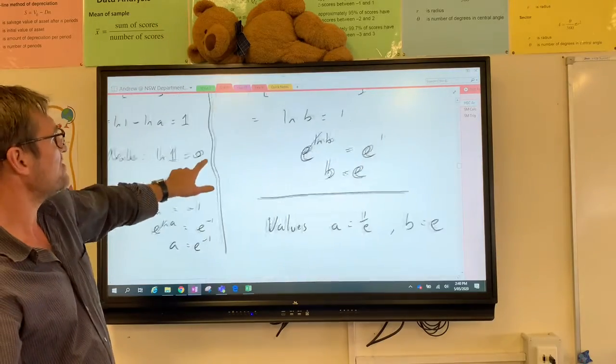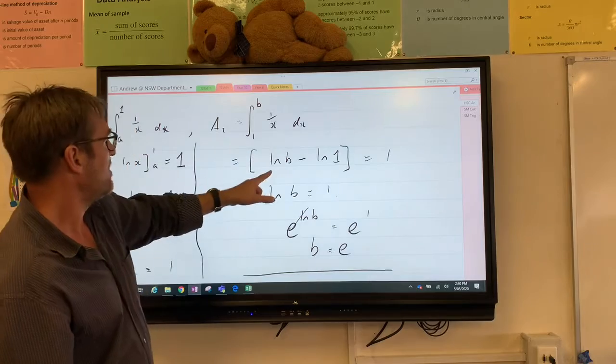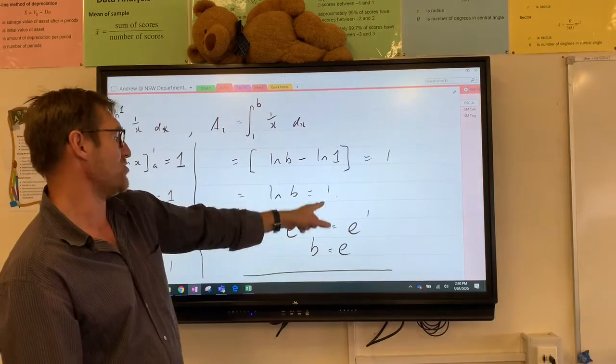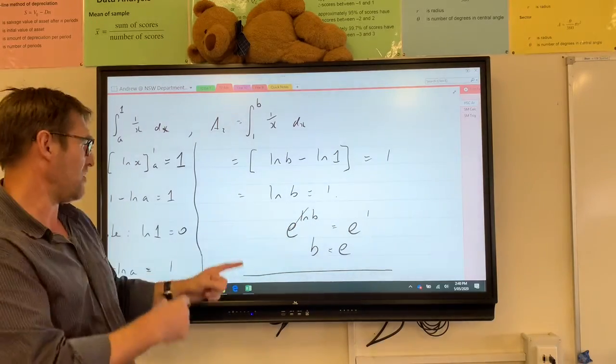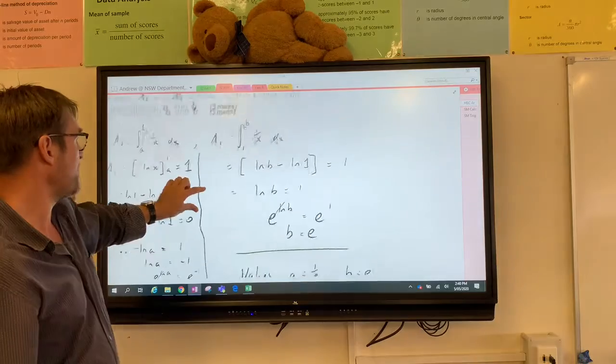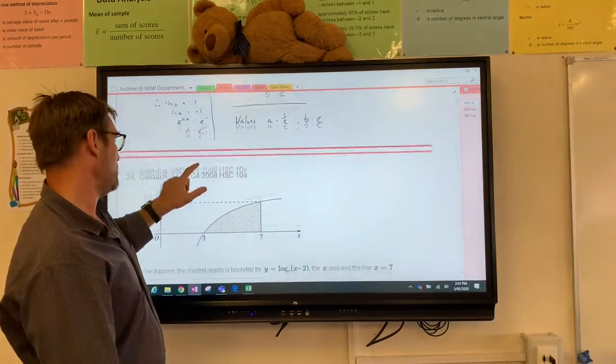On the other side, same deal, because I've got these limits of integration. I've got log B minus log 1. We just said that equals 0. So I've got log B equals 1. Same deal, E to the powers of, and I've got B equals E. So that's pretty straightforward and a nice 3 marker. That's not too bad. It was pretty doable.